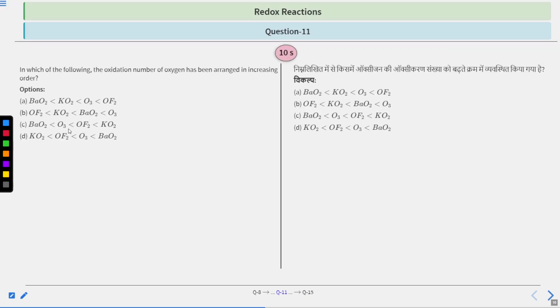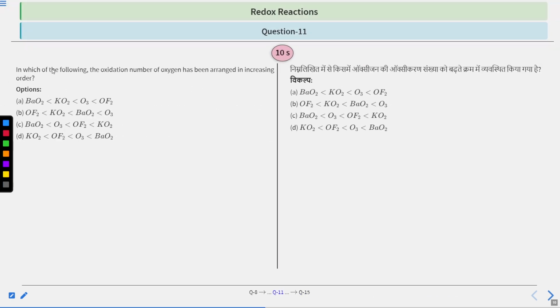Okay, let's move to the next question, question number 11. In which of the following has the oxidation number of oxygen been arranged in increasing order? We are given some compounds in the options, and we have to arrange them on the basis of increasing oxidation number of oxygen. Options are: most in OF2, then O3, then KO2, then BaO2; most in O3, then BaO2, then KO2, then OF2; most in KO2, then OF2, then O3, then BaO2; or most in BaO2, then O3, then OF2, then KO2.